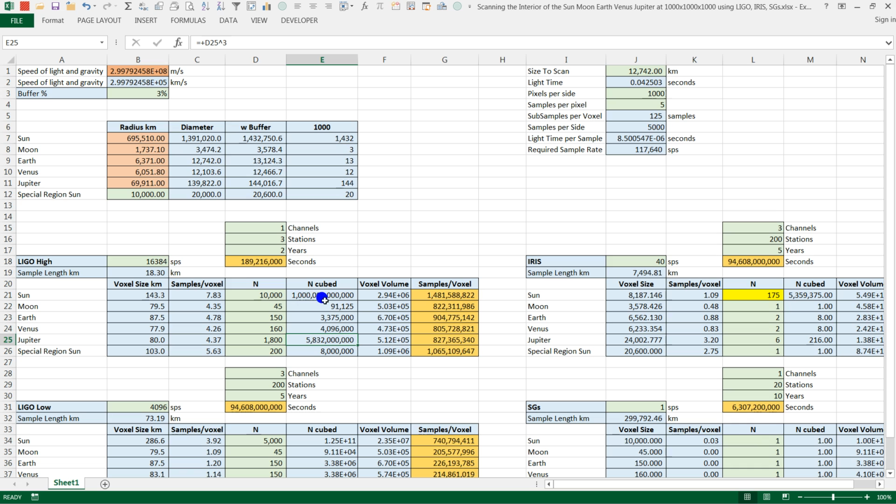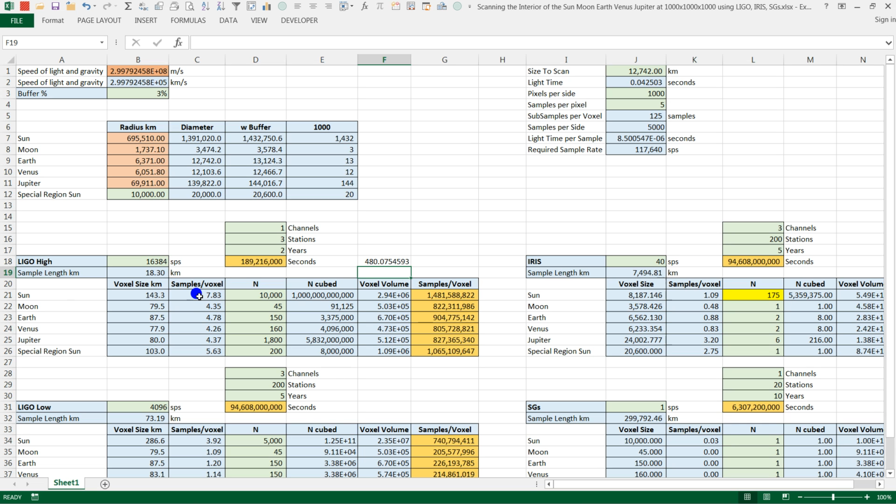So we got a trillion. There's a billion, trillion. You got a trillion voxels to cover the Sun if you wanted to. So even with their present capability, they can slice and dice the Sun quite a bit. If I cube that, there are about 480 samples every second going into that voxel. The Sun is just that big.